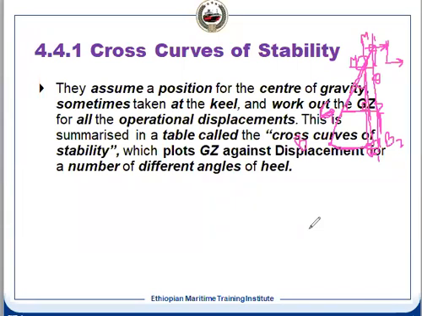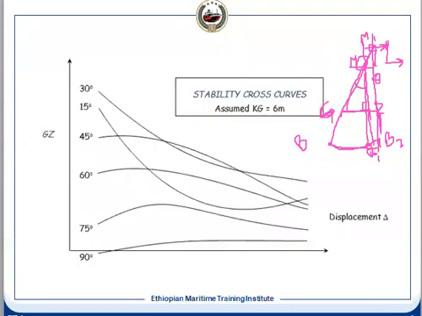So once they assume a CG and different displacement and different angle of heel, they will get some GZ. And that GZ is plotted. And that is called the cross curve of stability. Let us see how it looks. This is the stability curve, or the cross curve of stability. In this particular case, it is assumed KG is 6 meters.